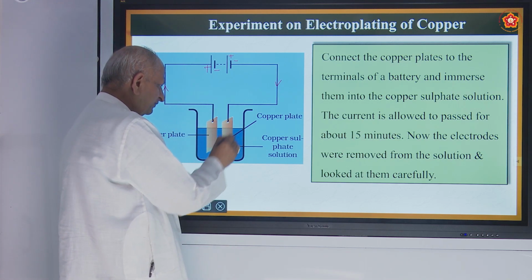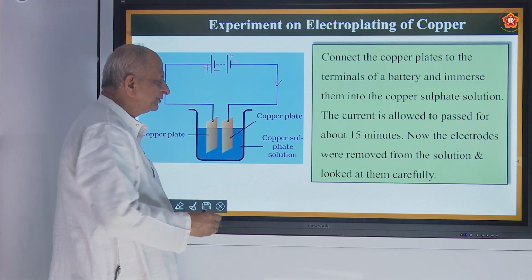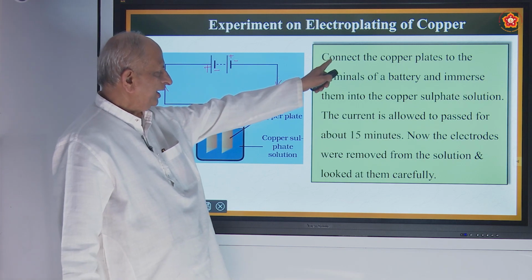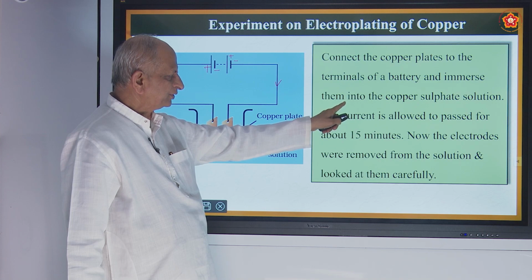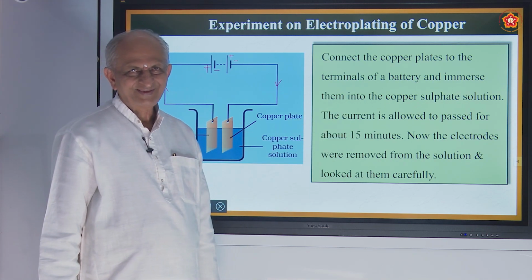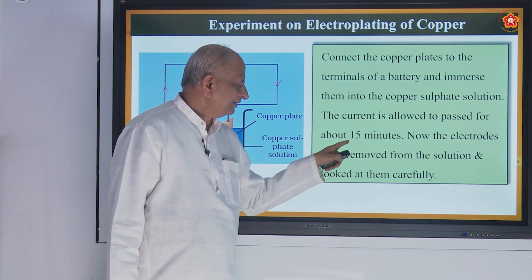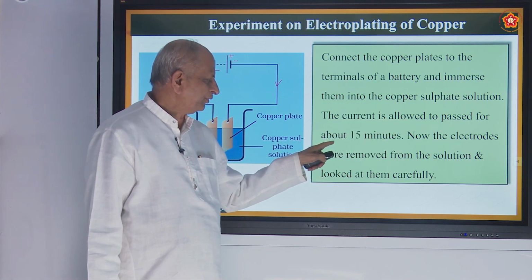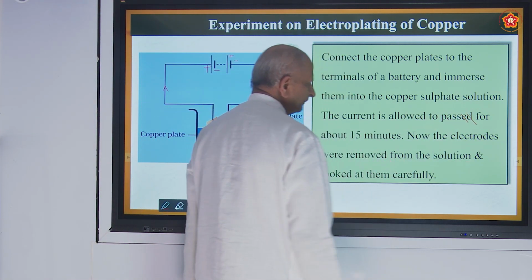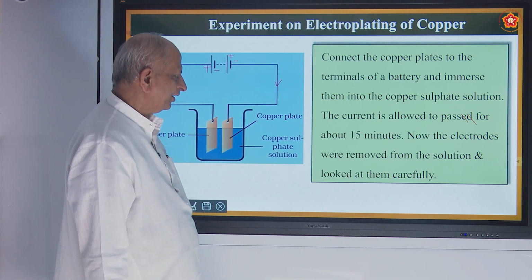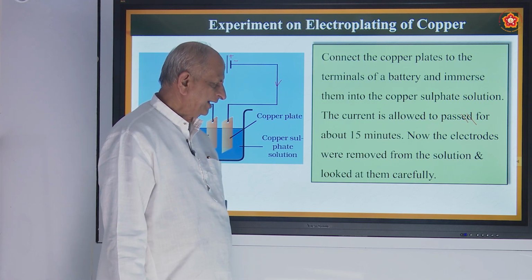So copper plates, copper sulfate solution, and that is blue color, pass current through it. Connect the copper plates to the terminals of a battery and immerse them into the copper sulfate solution. Current is allowed to pass for about 15 minutes. Now the electrodes are removed from the solution and looked at carefully.